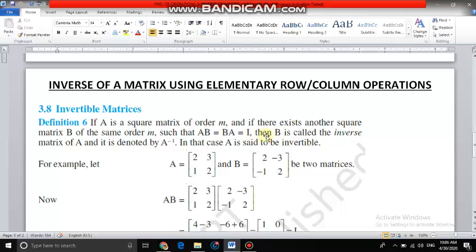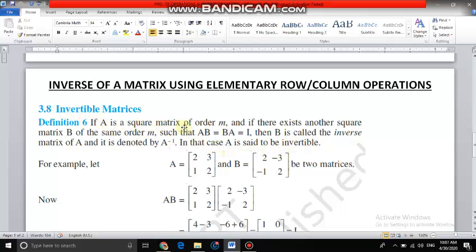Okay, B matrix is the inverse of A, or vice versa. A is the inverse matrix of B. Both the ways you can. So the inverse of the matrix I denoted with A to the power minus 1, or dash. It is called the symbol of A inverse. In that case, A is also said to be invertible. As I said, B is the inverse of A or A is the inverse of B.